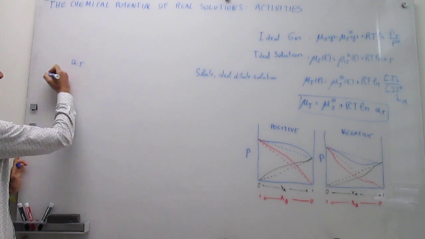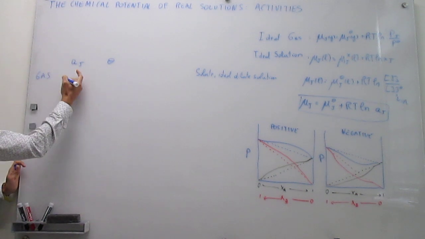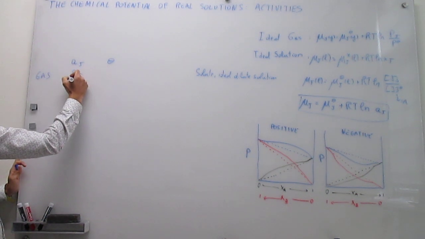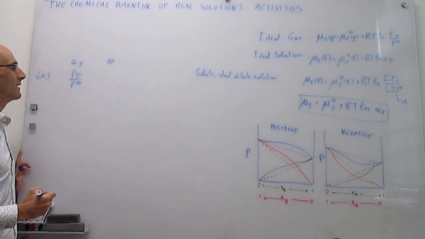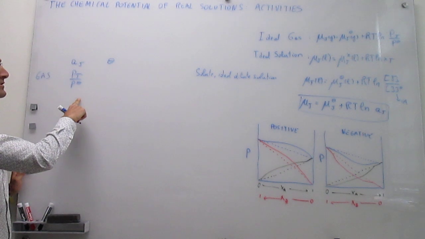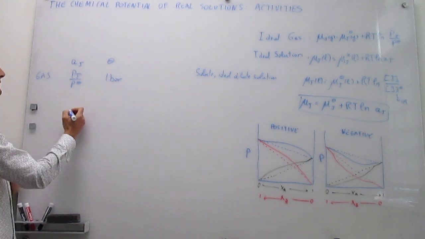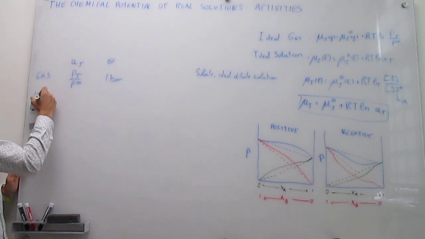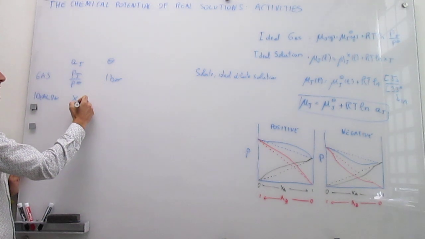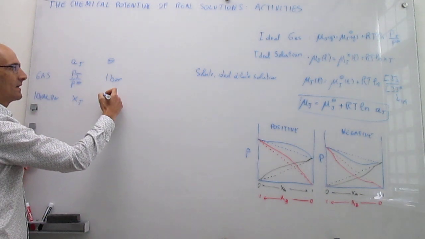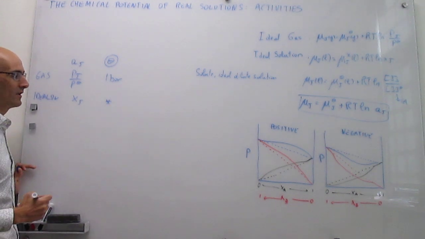So suppose that, for example, you have a gas, right? Well, if this is the gas, then the activity simply can be replaced by the ratio of the partial pressure of that component over the pressure of the standard state, and the standard state is simply 1 bar. If you have here an ideal solution, well, then this is simply the activity of J, and the reference state is going to be simply the pure liquid.